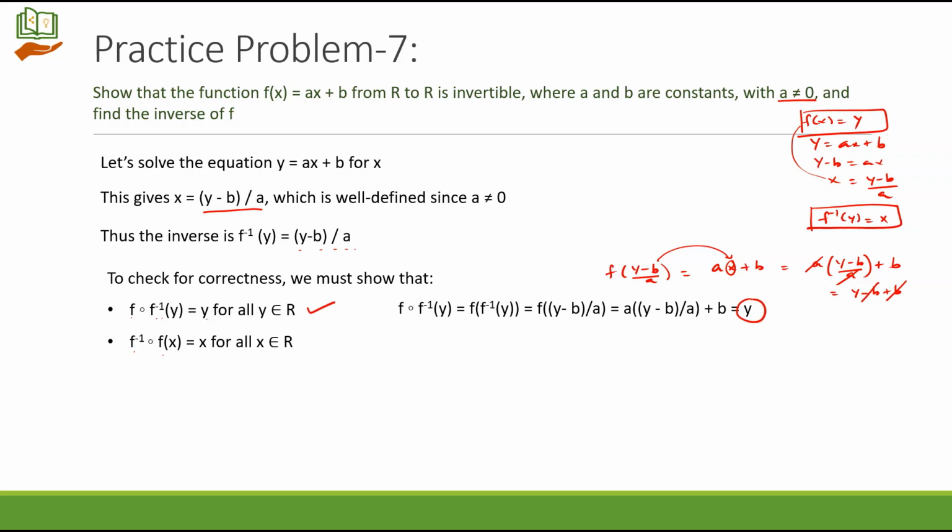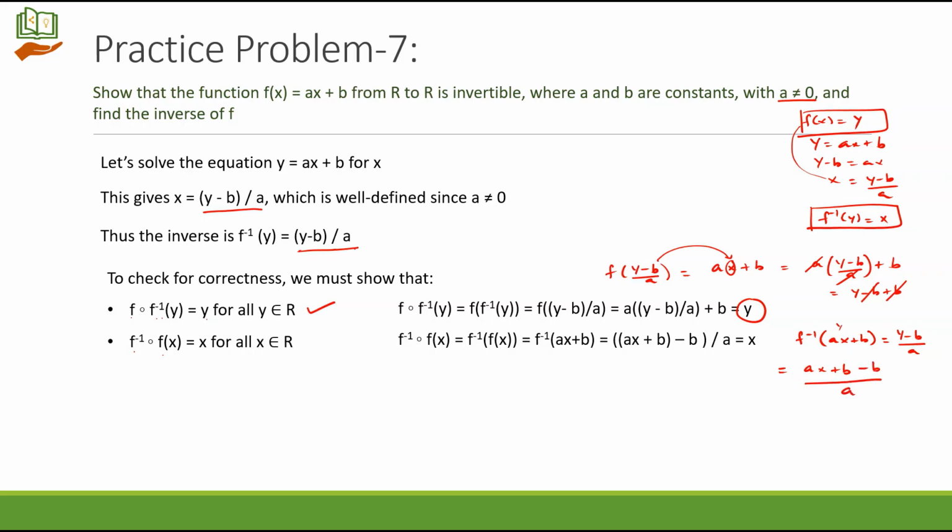So this is fine. Now we have to find the composition of inverse and f of x. Now what is f inverse of f of x? What is f of x actually? From the question we know it is ax plus b. So what is the equation we have? We have y minus b by a. In the place of y we are having ax plus b. So what we will do is ax plus b minus b by a is what we have to substitute. Plus b and minus b will get cancelled. Then we will have ax by a, and a will get cancelled, and finally we will have x. So we have got x here.